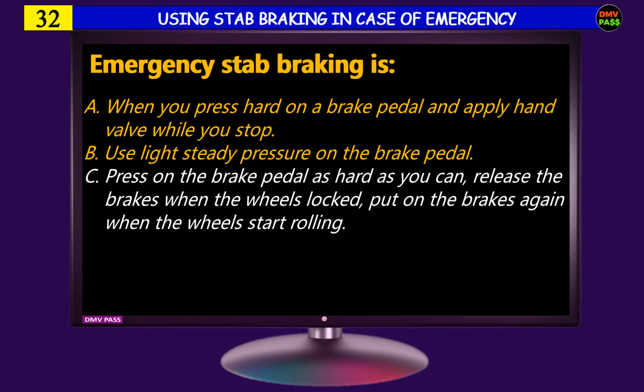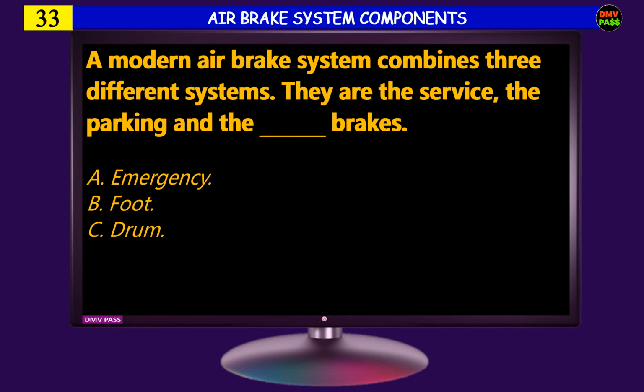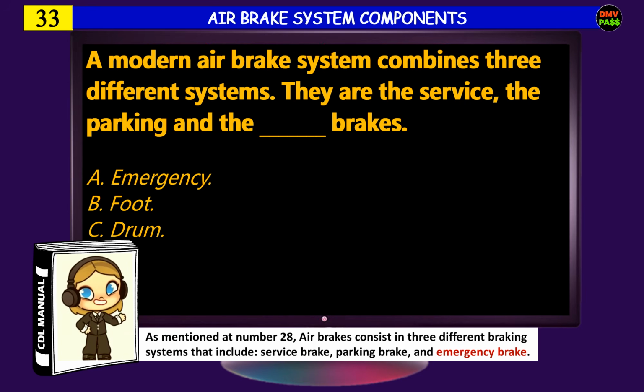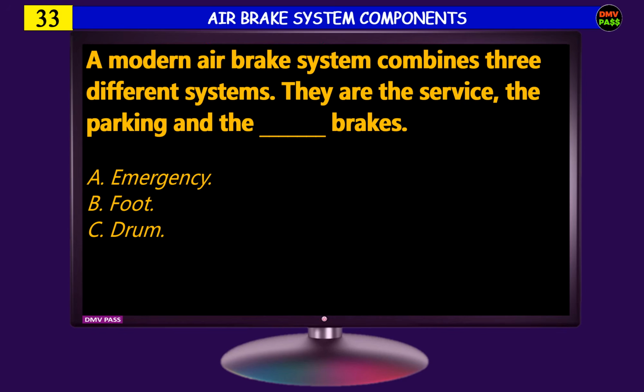Next question. 33. A modern air brake system combines 3 different systems. They are the service, the parking, and the blank brakes. A. Emergency. B. Foot. C. Drum. Note: as mentioned at number 28, air brakes consist of 3 different braking systems that include service brake, parking brake, and emergency brake. So, the correct answer is A.